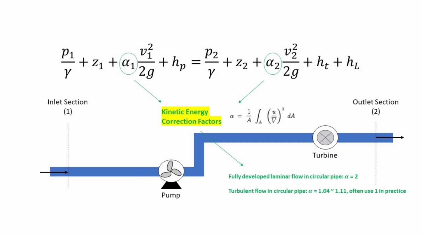Typically, a fully developed laminar flow in circular pipes corresponds to an alpha value of 2, whereas for a turbulent pipe flow, alpha is usually between 1.04 and 1.11. Especially if information on the velocity profile is unknown, it is a common practice to take the kinetic energy correction factor as 1 for a turbulent flow.